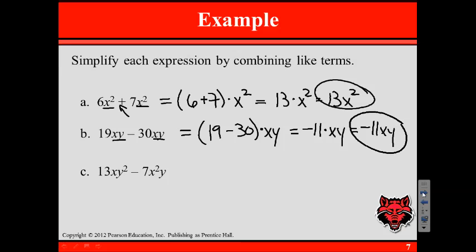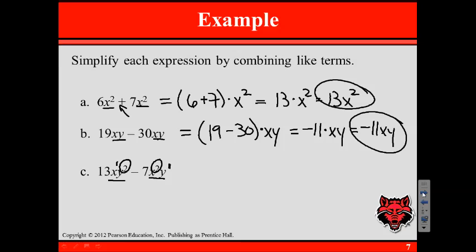Again, the variable does not change. And in the last example, 13xy squared minus 7x squared y. Again, we have the same variable, but we do not have the same exponent. We have a y squared and a y to the first. We have an x squared and an x to the first.